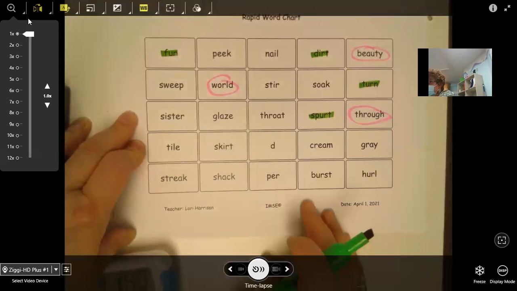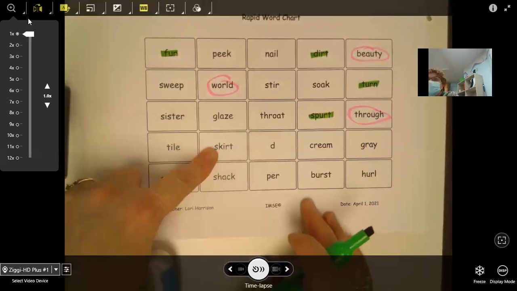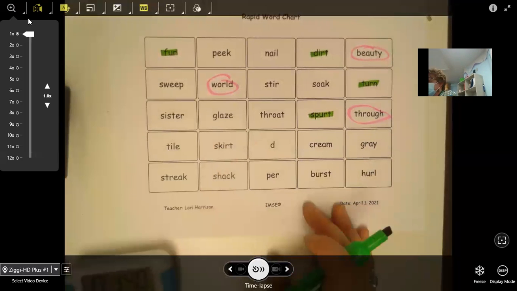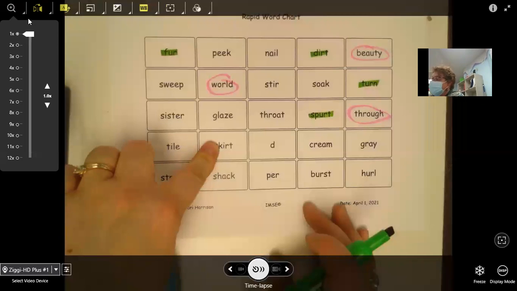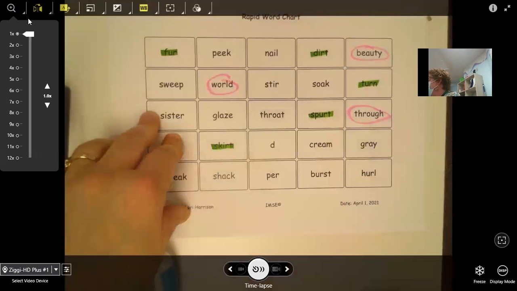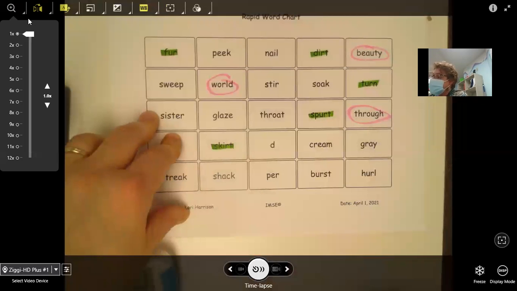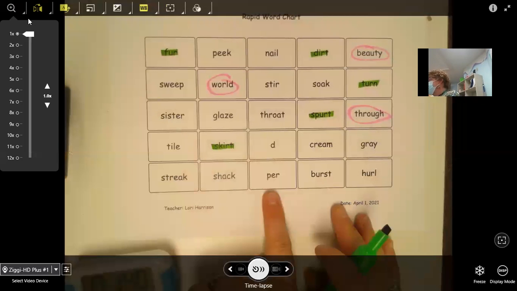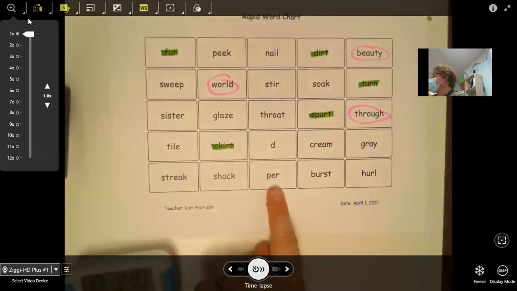This one. Yeah, that one. This one? Yeah. Skirt. Yes, Astria. Her. Okay, so it is an ER, it's a bossy R, but we're gonna try to stick to our IRs and URs just for today.